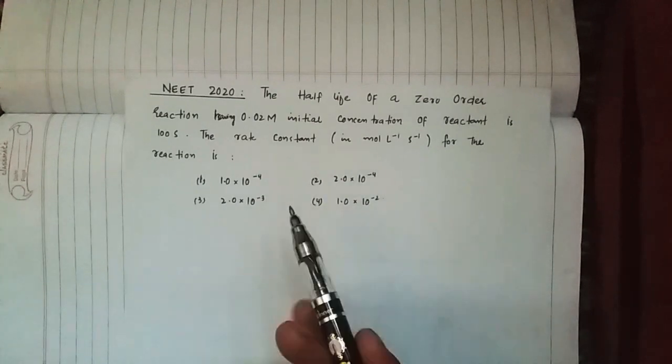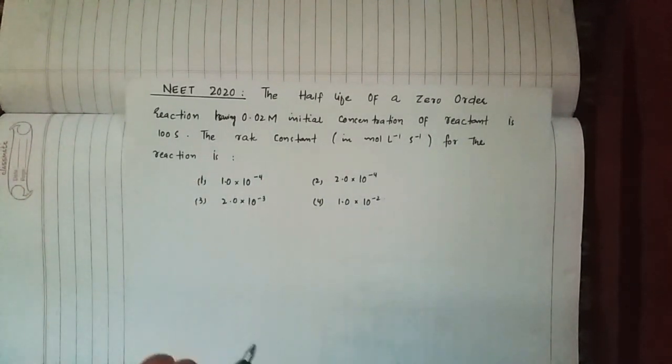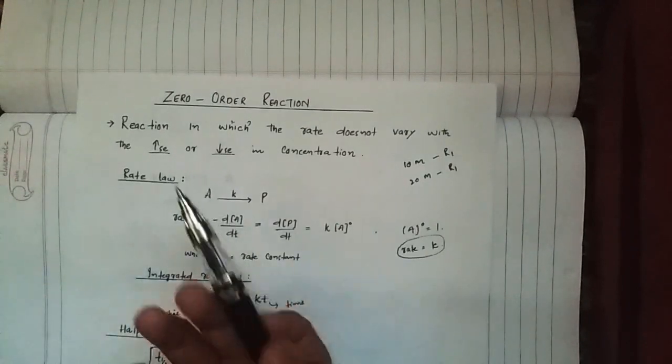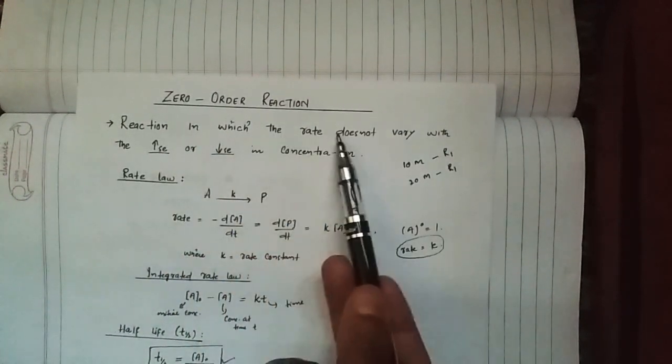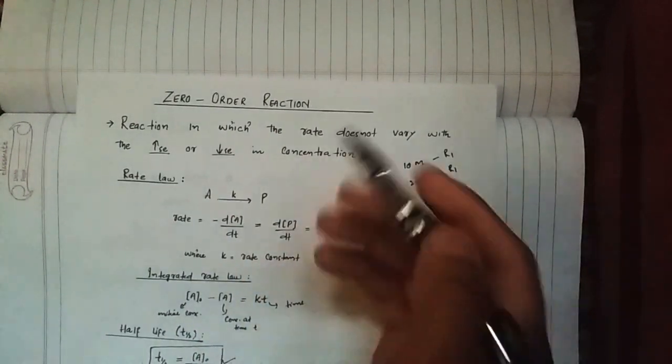Before solving this question, let us first understand what are the zero order reactions and what are the various formulas we are going to use to solve such type of questions. So first we will see what are zero order reactions. These are the reactions in which the rate does not vary with the increase or decrease in concentration of reactants.